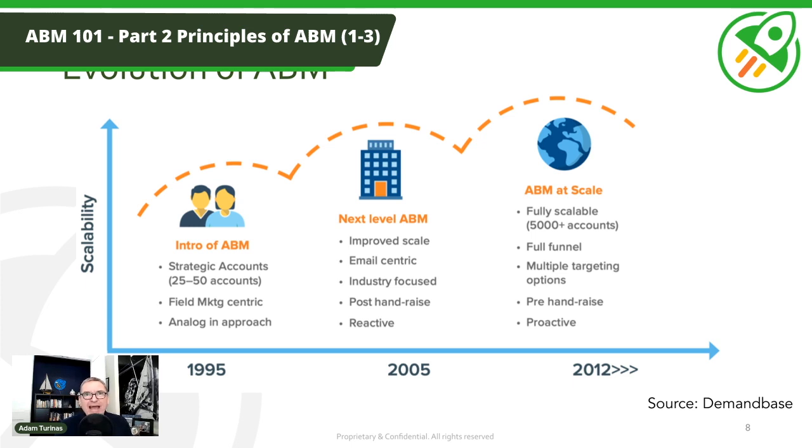ABM, as we think about it today, didn't really come to bear until the last decade. That's because there are technologies like Demandbase, 6Sense, and Terminus, a tool that we use also called Propensity, that allow you to actually do ABM at scale, where you can use ABM with thousands of accounts rather than dozens of accounts. And it can help you use the ABM principles across the entire marketing funnel.